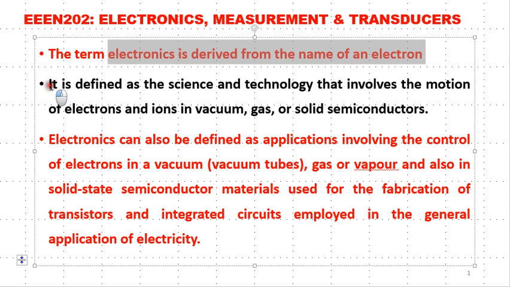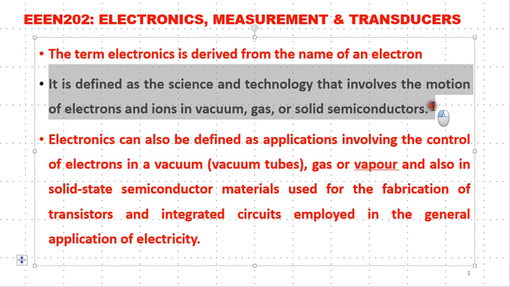The first one here is we define electronics as a science and technology that involves the motion, the movement of electrons and ions in vacuum. We said electrons and ions because the mobile charge carriers are not only electrons, but they are of two types. We have electrons which are negative, and we have what we call holes. They are ions which are positive. And also this movement is done either in a gas, like in vacuum tube devices, or in solid semiconductor devices that we designed using group 3 elements. We are going to see more on that.